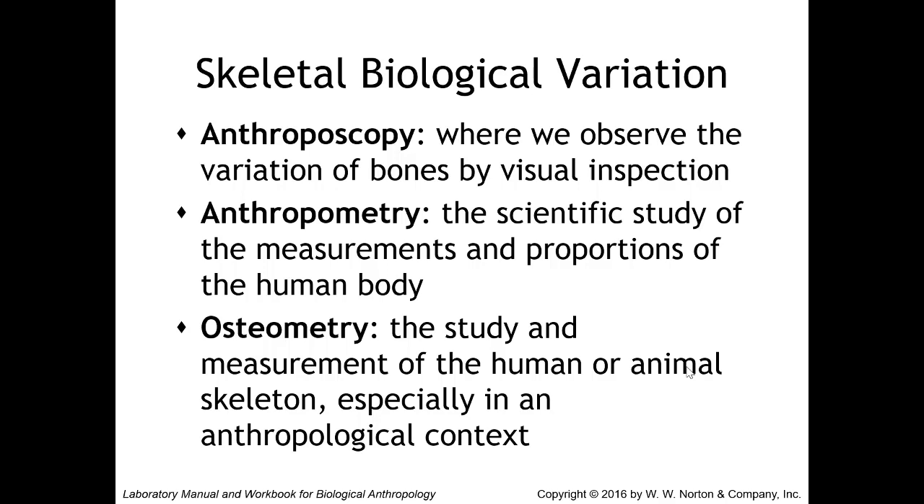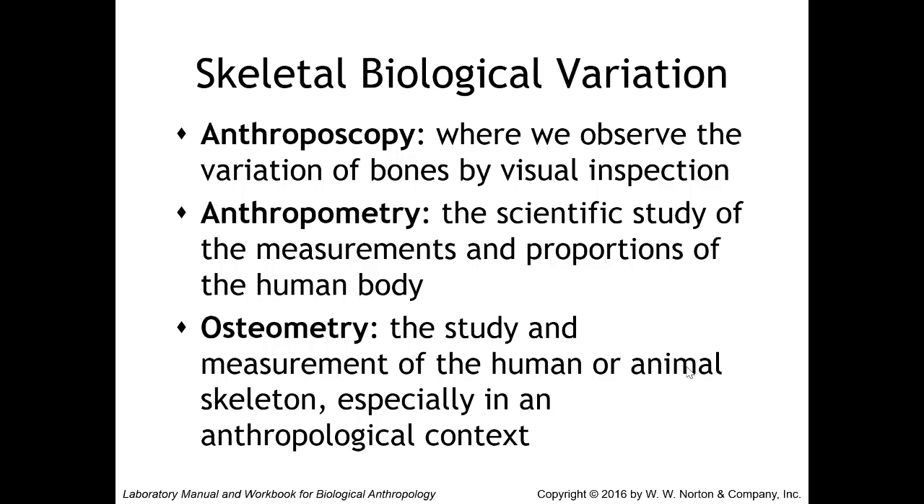So an example is when we look at the differences in the shape of the pelvis between males and females, or the presence of certain tooth shapes, such as the shovel-shaped incisors we see in some populations. These are qualitative observations, right? We'll be looking, say, okay, do they have shovel-shaped incisors? Yes or no? Then that's, again, qualitative.